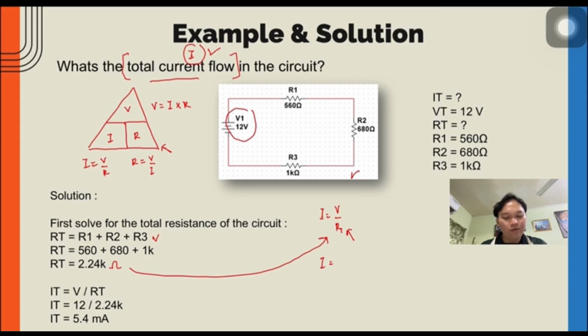For V, we know that V is 12 volt, divided by the R total, which is 2.24 kilo ohms. And then we can get the answer for the total current flow, which is 5.4 milliamperes.